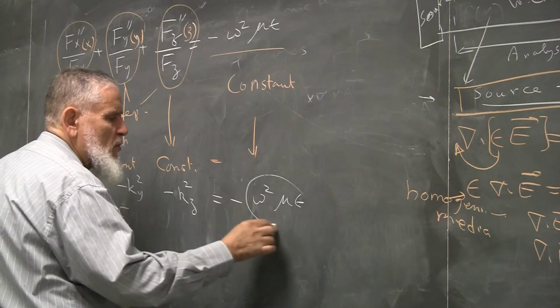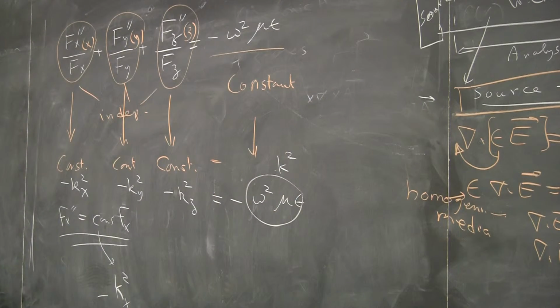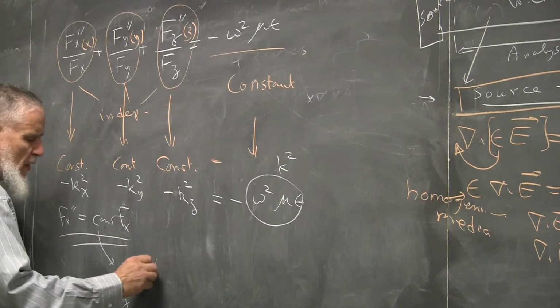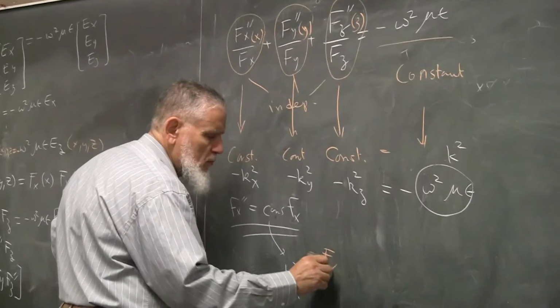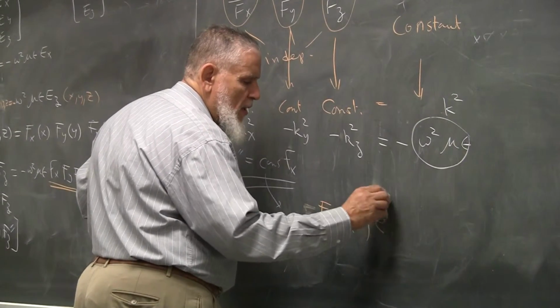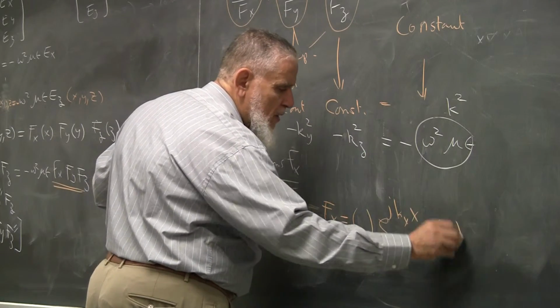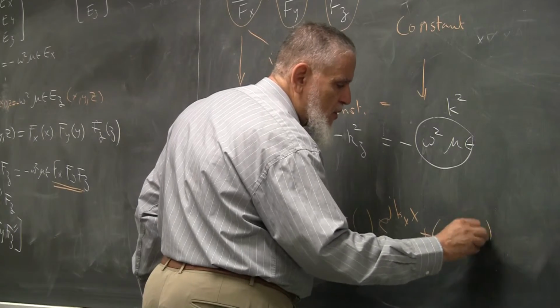How about if I call this K squared? A matter of convenience. They are all K's. So if I pick this to be minus K squared, let's just write one of them. So what's F(x) look like now? Something times e to the j kx x plus something else times e to the minus j kx x.